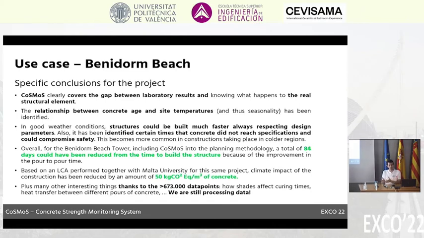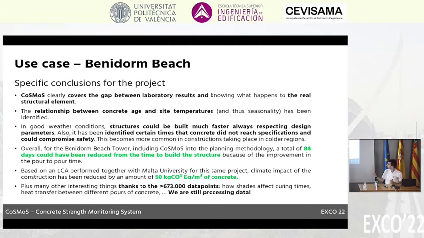And what are the specific conclusions for the project of Benidorm? Well, first, that CoSMoS clearly covers the gap between the information missing from the laboratory testing and the real conditions of concrete on site. Okay? It has been demonstrated that concrete age also depends on temperature and then seasonality. And there's a huge difference when building in winter and when building in summer. And those are things that should also be considered in project planning at the first stage. Usually calendars are made the same for the whole year, and those differences should be taken into account because we've seen that sometimes there's even a 30% difference.